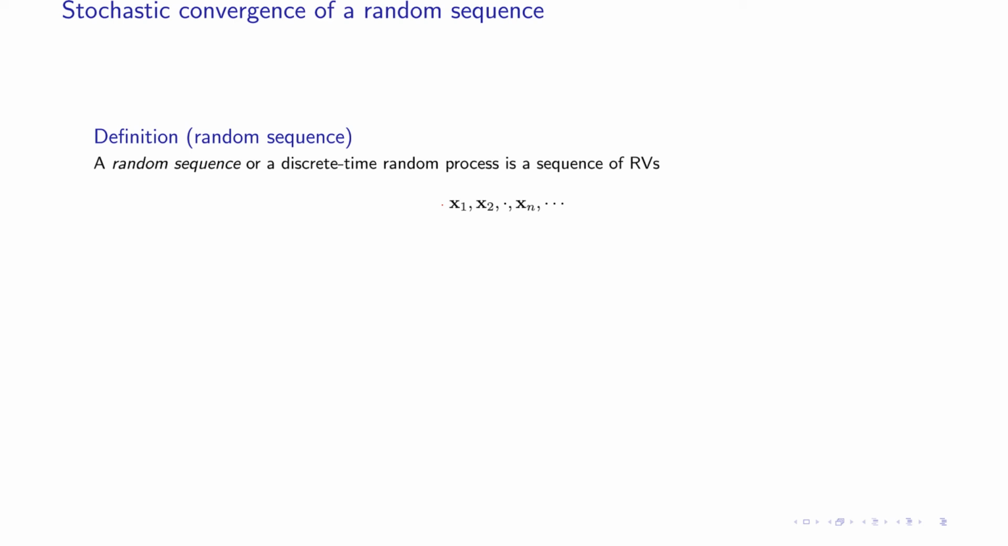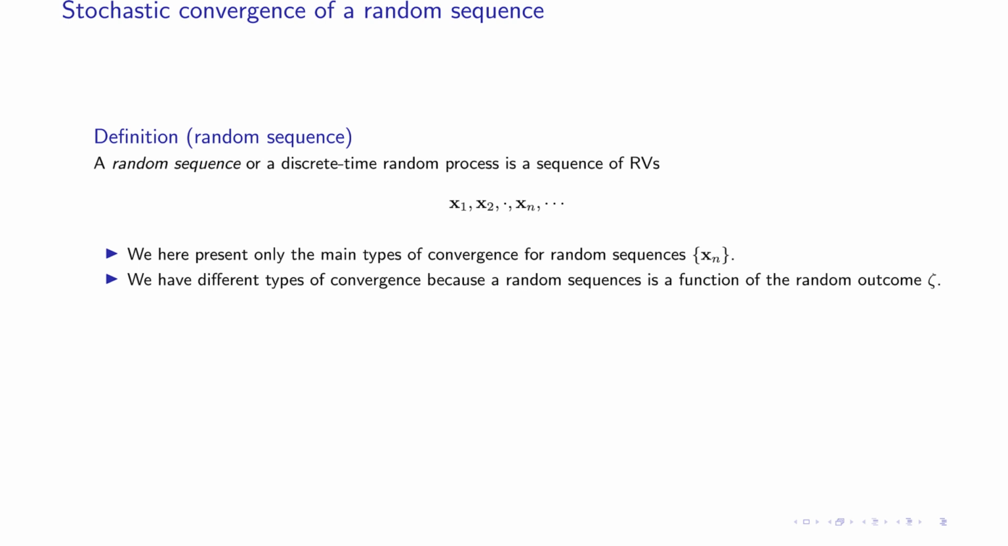So a stochastic convergence of a random variable could have several different meanings. First, a random sequence or a discrete time random process is a sequence of random variables. We here present only the main types of convergence of random sequences. Sometimes we abbreviate these as a random sequence, and here n varies from 1 to infinity. We have different types of convergences because a random sequence is a function of a random outcome, and for some of these possible outcomes you will have convergence, for some of them you won't. So what we can do and what we should do.